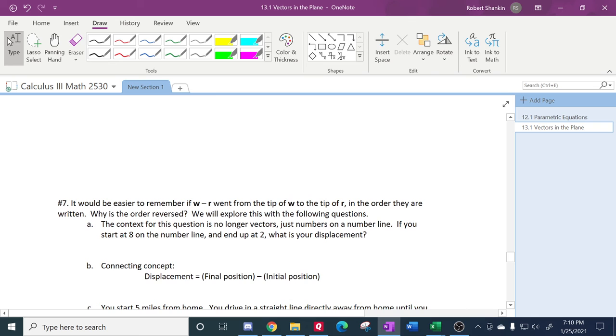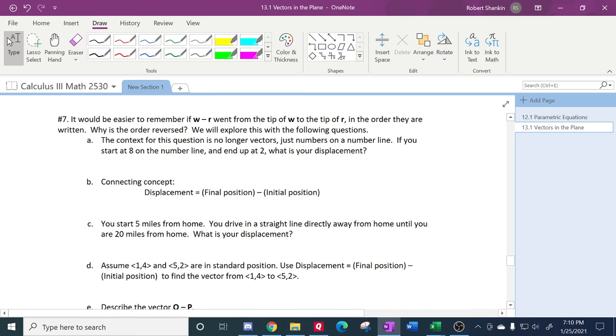Okay, let's go on to number 7. It would be easier to remember if W minus R went from the tip of W to the tip of R in the order that they are written. Why is the order reversed? We will explore this with the following questions. We kind of did this out of order just because we had some questions. The context of this question is no longer vectors, just numbers on a number line. If you start at 8 on the number line and end up at 2, what is your displacement?